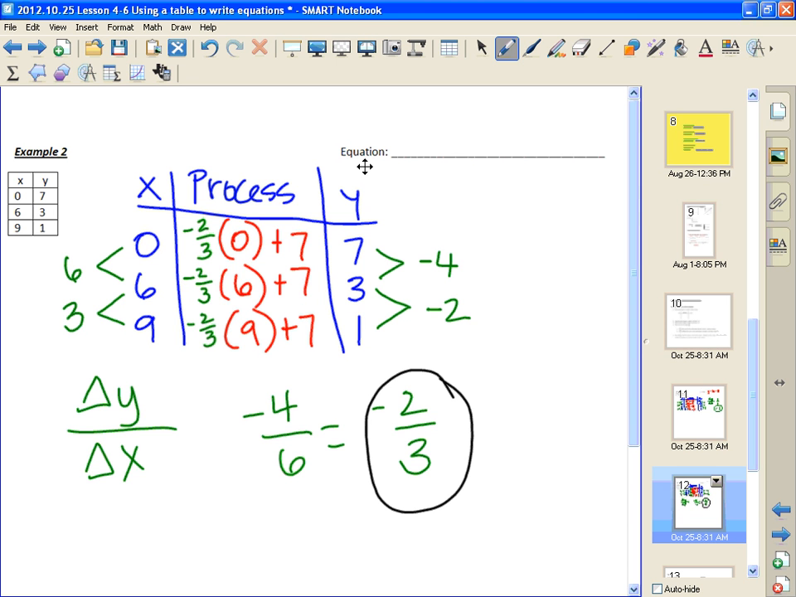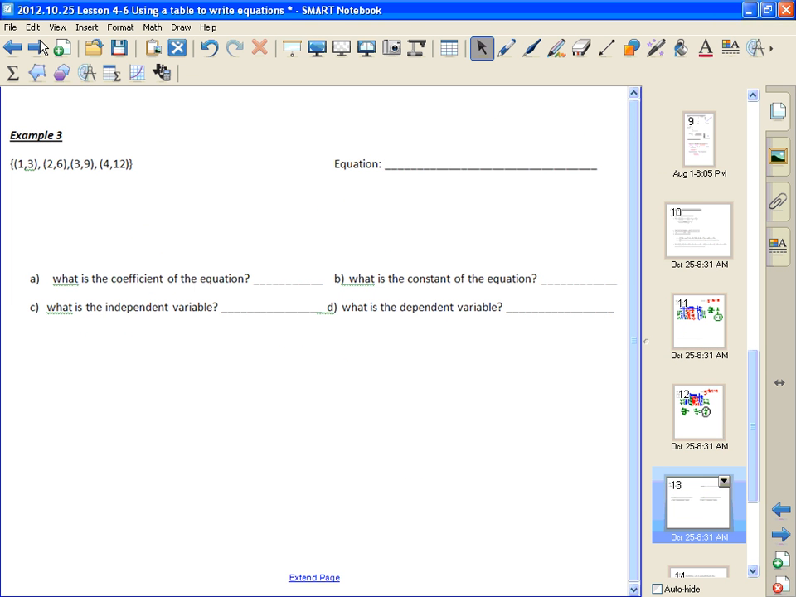For this one, what is the equation? Negative 2 over 3 x plus 7. What's the only thing we left off? Y equals. That's very important. You got to include that. So y equals negative 2/3 x plus 7. Good. All right, flip over onto the back. Let's look at example 3.